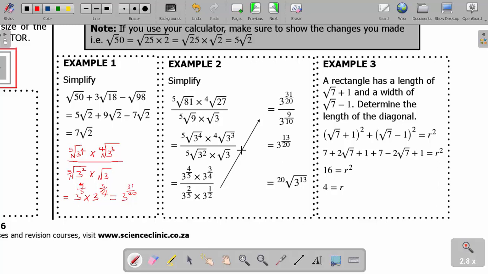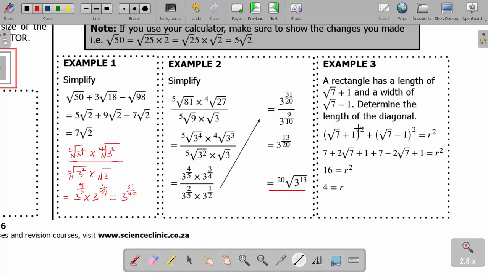Hope we are together, guys. So what you see here is what we have just done. I think you see that the same thing happens here. Now after getting the same bases and we are dividing, what we said is subtract the exponents. So it's going to be 31 over 20 minus 9 over 10, which gives us 13 over 20. But we said that the denominator is the size of the root. What about the numerator? It becomes the power under the root. So that happens to be our answer here. Hope we are together, guys.